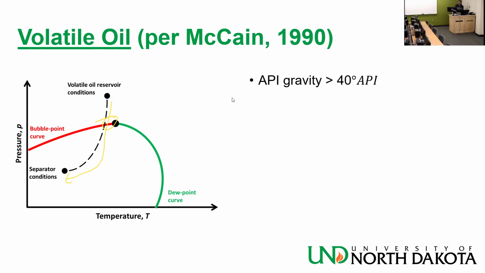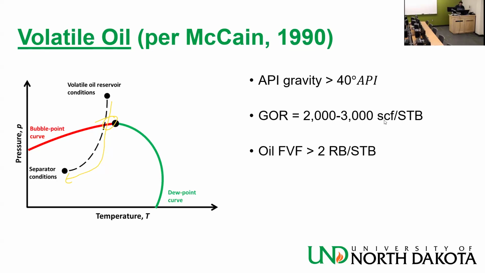That's why we use the McCain classification system. Some people use different names. Some people call it near critical point oil, near critical point gas. But we use McCain. Gas oil ratio from 2 to 3,000 cubic feet per stock tank barrel. Oil formation volume factor bigger than 2 reservoir barrels per stock tank barrel.